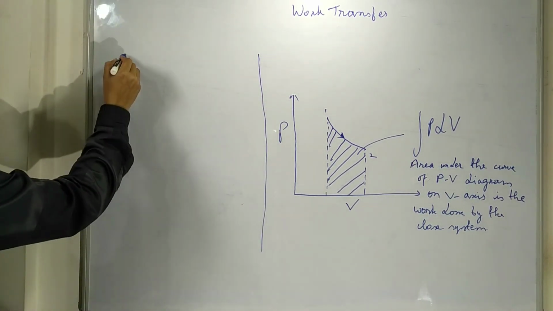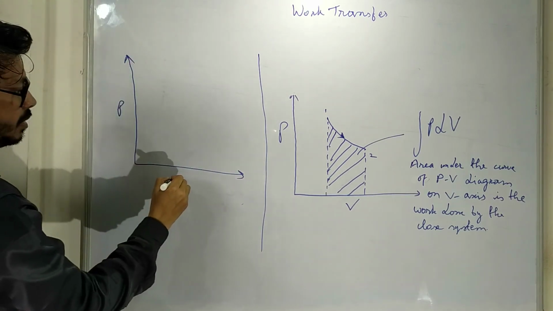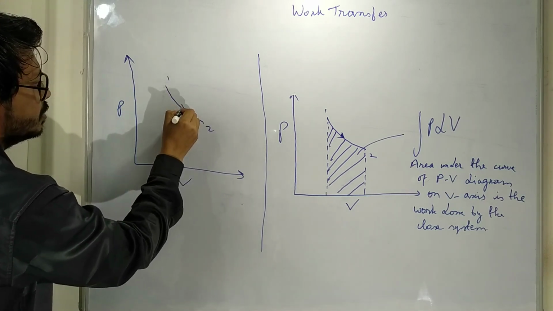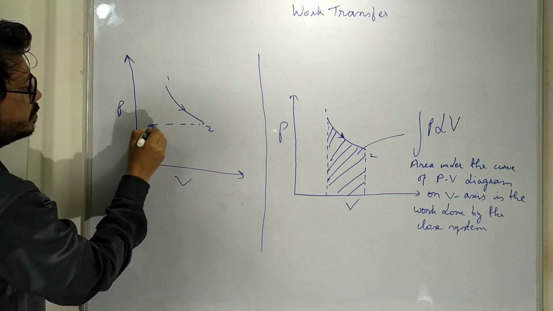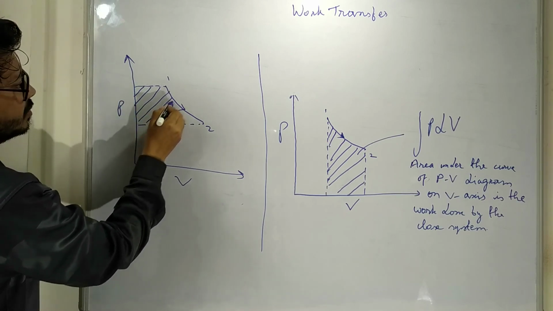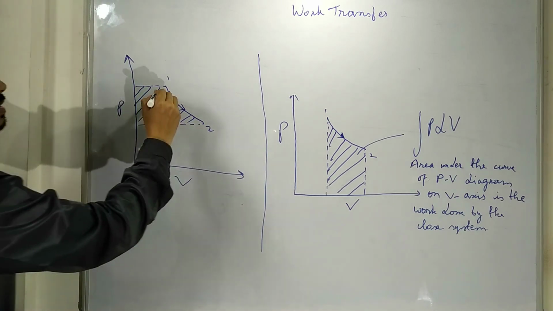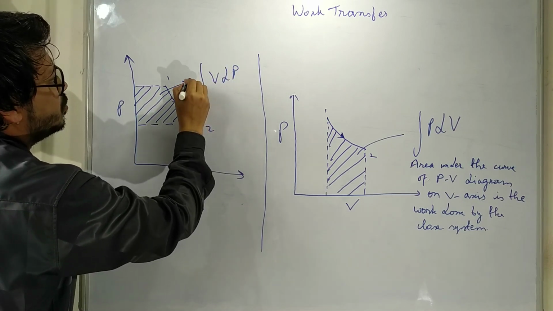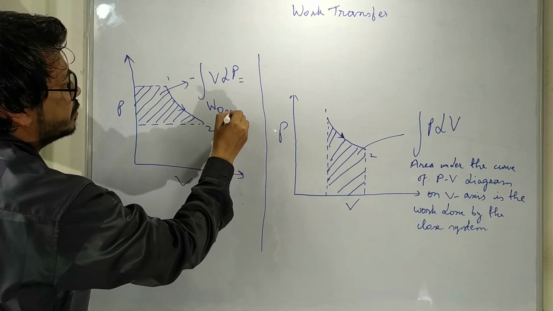Now let us consider the same graph, that is same PV diagram, and the same process 1 to 2. If we project this process, this curve on P axis, then this area, the area of the process on P axis, this area is integration of VdP. And if we include minus sign here, then this will be the work done by open system.